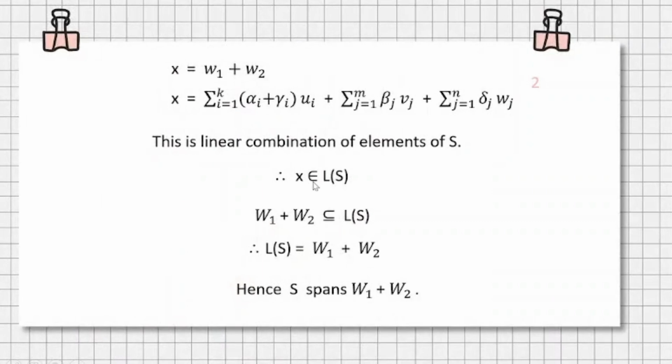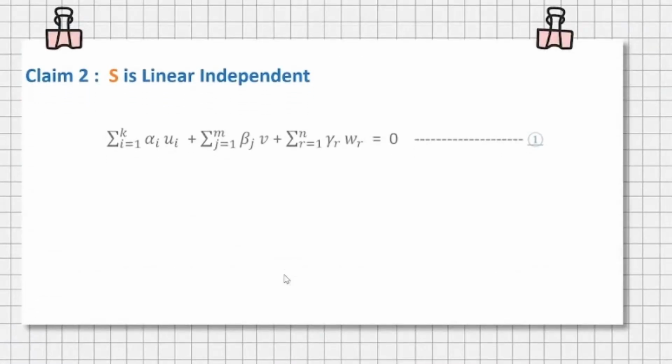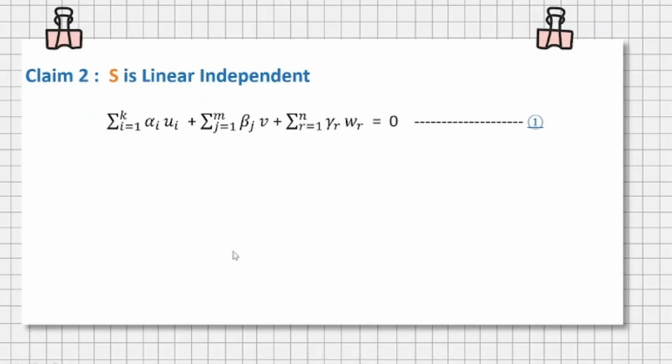I take the element x in W1 plus W2 and I showed x belongs to L of S. Therefore, W1 plus W2 is a subset of L of S, right? We already proved L of S is a subset of W1 plus W2. Therefore, L of S equals W1 plus W2. Now we proved S spans W1 plus W2. Now we need to prove S is linearly independent. How to prove that S is linearly independent?